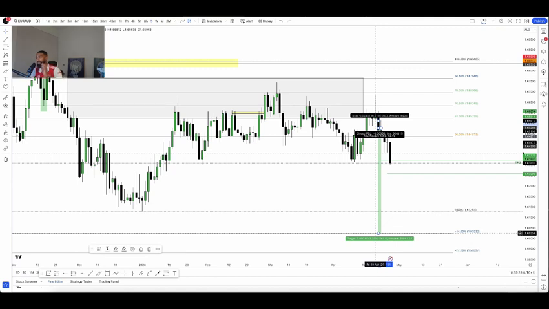That's a 500 pip gain, ladies and gentlemen. That could be over 10, 20, maybe even 30%, depending on what lot size, depending on your account size and your risk to reward. This will be a huge opportunity for you guys to get involved in.